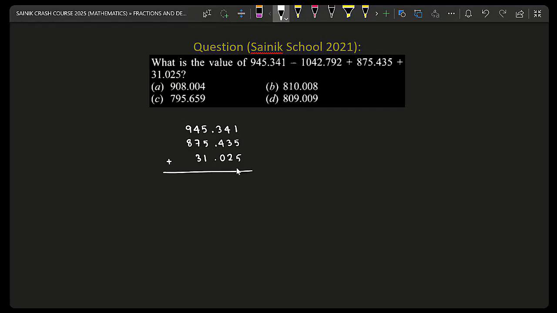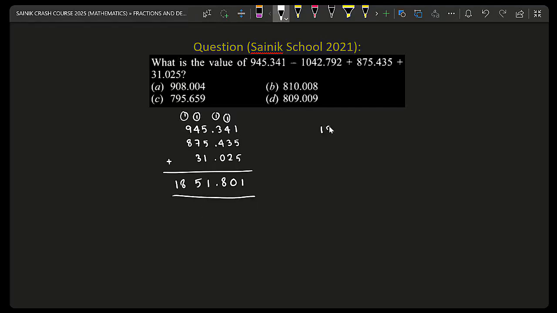So start from right to left. Sir, 11. 1 carry. Then 10. 0, 1 carry. Then 8. Then 11. 1, 1 carry. Next 15. 5, 1 carry. Next 18. So this is the sum of all the positive numbers.